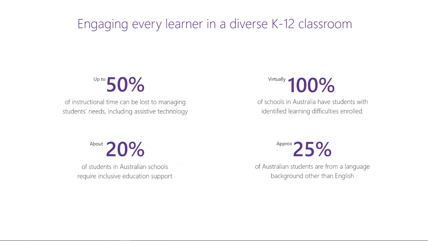So if we look at that, 1 in 5 require inclusive education support. 1 in 4 are coming from a background other than English. We see that we've really got our work cut out for us as teachers. This is the mainstream classroom. Okay.